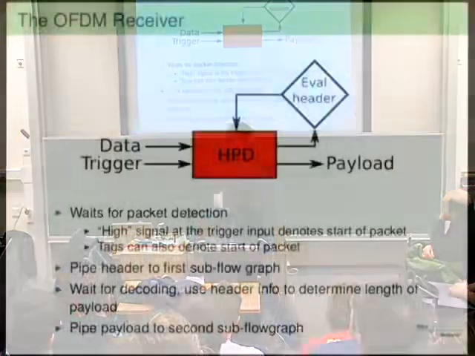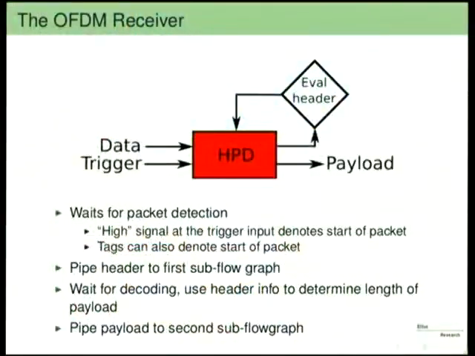Okay. So, to reiterate, the header payload demuxer takes care of this pseudo-stateful problem. We get the data, we also get someone telling us when the packet starts, we evaluate the header, and then we can transmit the payload.